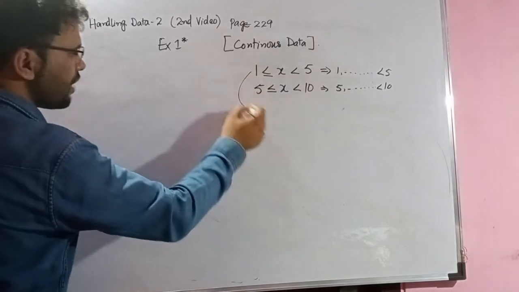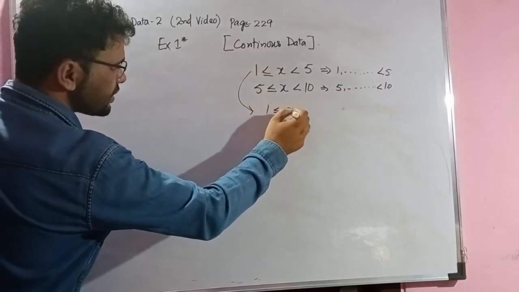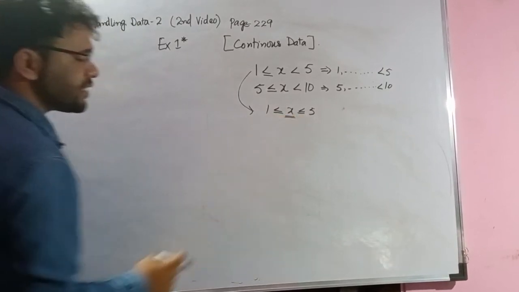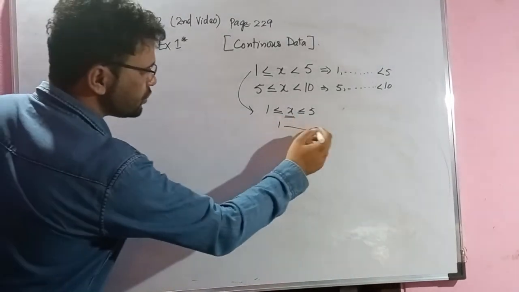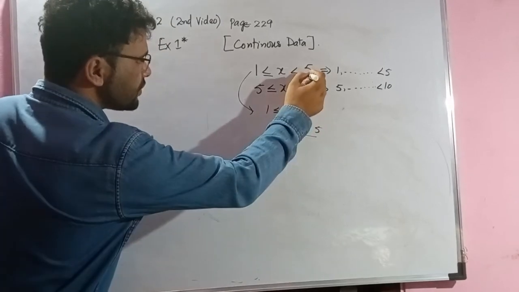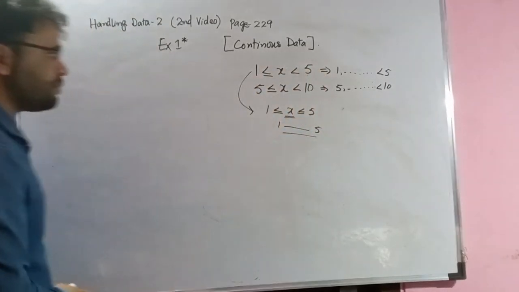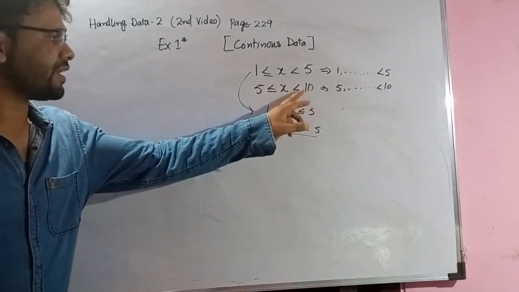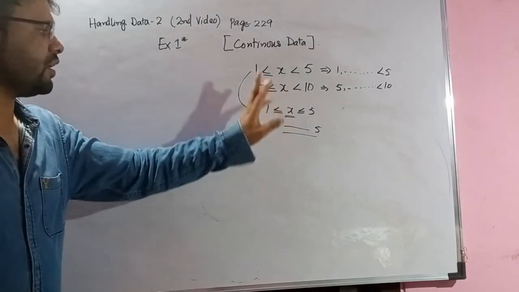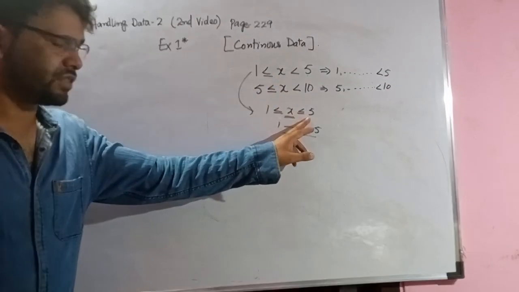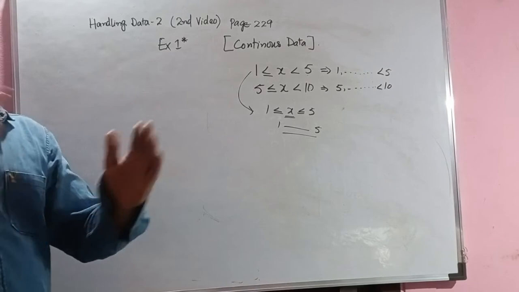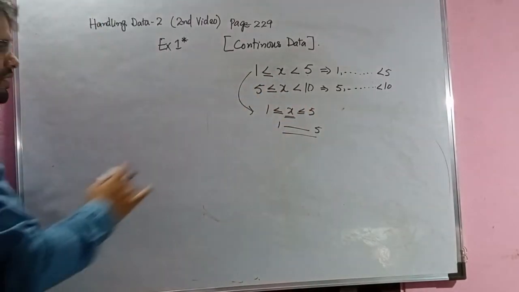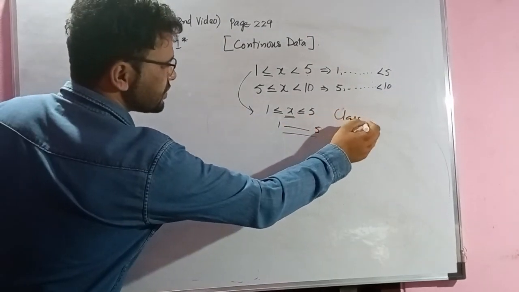See here, if we have 1 ≤ x ≤ 5, it means this class will contain all the values starting from 1 to 5. But here it is only less than 5. It means till 5, but 5 is not included here. Here till 10, but 10 is not included here. Here 1 is included and 5 is included, including 1 and 5, all the values which come in this range. This is simply the continuous class.